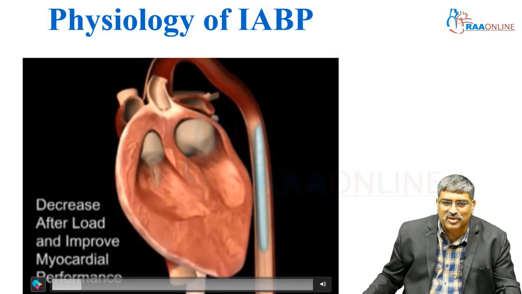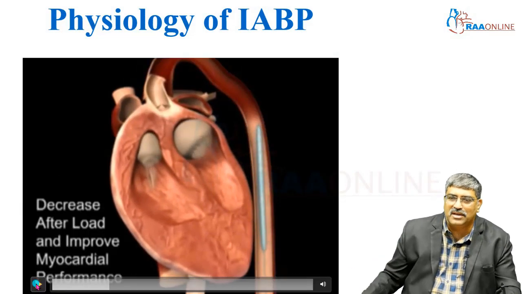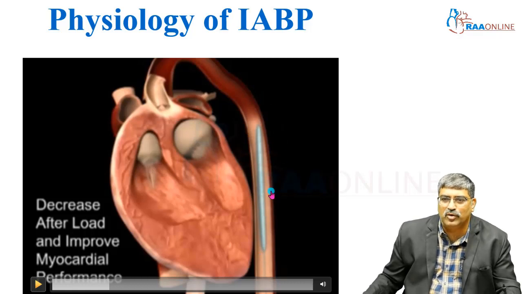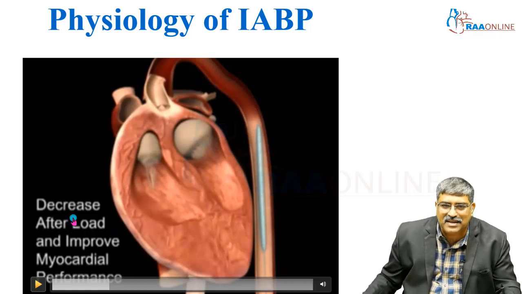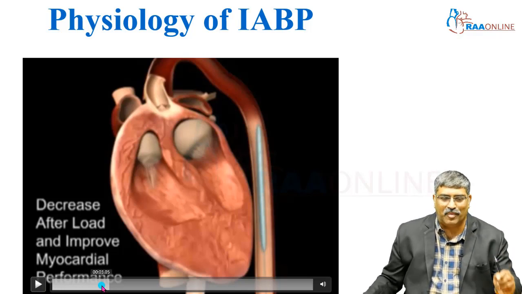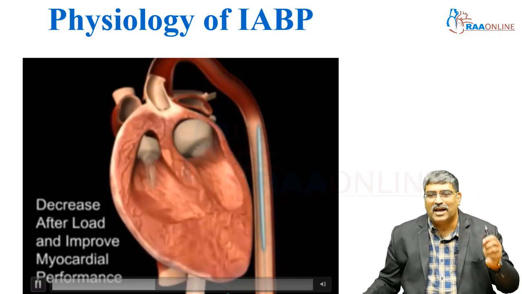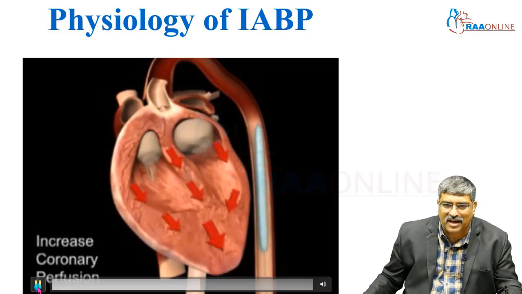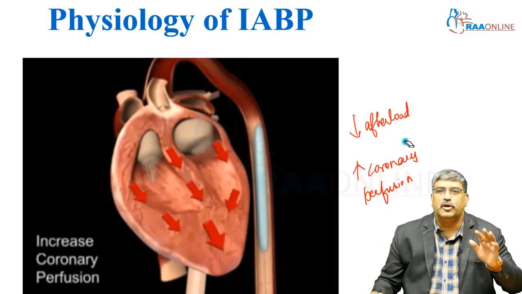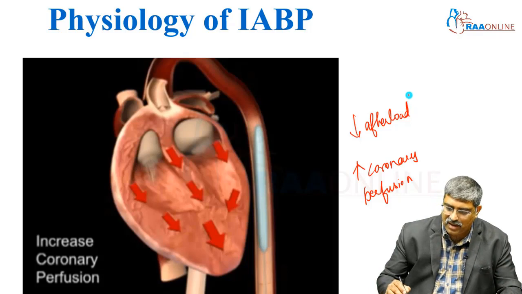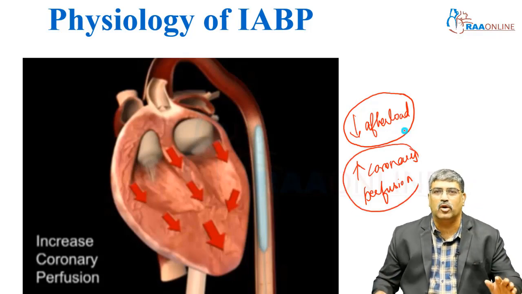It deflates during systole. Here you can see the balloon deflating during systole, thereby decreasing the afterload and improving the myocardial performance. And it inflates in diastole. So here you can see the balloon inflates in diastole, thereby your coronary perfusion is increased. The two main physiological implications of the intra-aortic balloon pump are that by deflating in systole it decreases your afterload, and by inflating in diastole it increases the coronary perfusion.